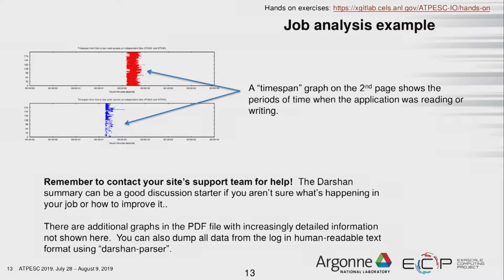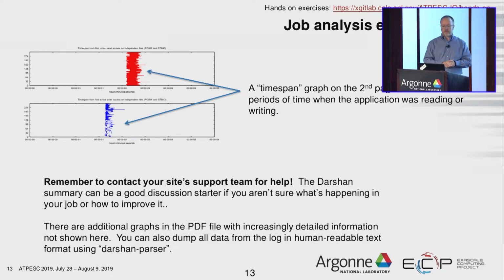And flipping over to the next page, there's something that can be enlightening to look at sometimes. We call this the time span graphs. They're like a timeline. The x-axis starts at 0 with when your application started, and it goes up through seconds or minutes or hours for however long your application ran. And the y-axis are your ranks, however many MPI ranks you had. And this shows the span of time that each of those ranks was doing I/O. So there's one for reads, there's one for writes.